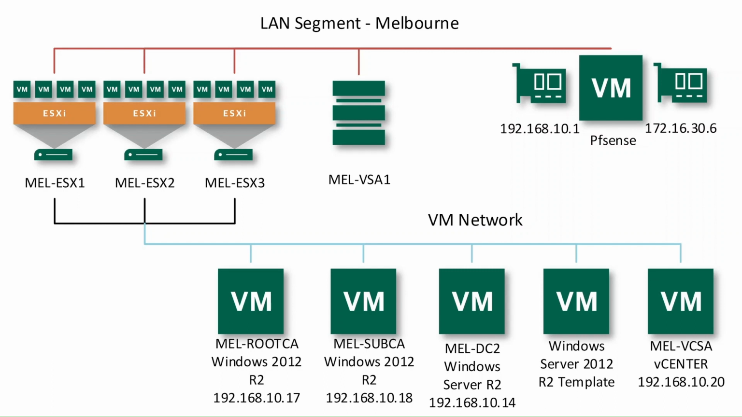2 are running, so one's a template. We've got Mel VCSA, which is our vCenter. We've got Mel DC2, which is a domain controller, and what we're going to set up now is 2 new servers, 2 new virtual machines. One called Mel Sub CA, and the other called Mel Root CA. Now they're all going to be just running Windows Server 2012 R2.